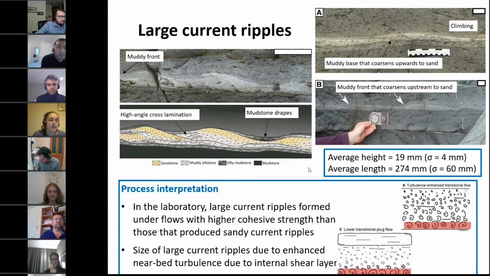So our process interpretation of these bed forms in the lab is that large current ripples formed under flows with higher cohesive strength than those that produce the sandy current ripples. And the reason we have this greater height and length for the large current ripples compared to the sandy current ripples is because the higher cohesive strength in the flows and this development of a plug layer caused the development of internal shear and increased erosion at the base of the bed.